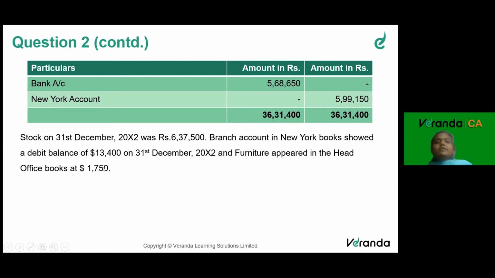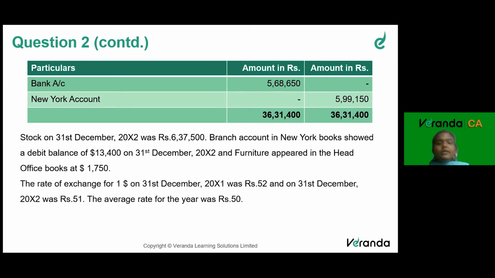And furniture, they're giving you the converted rate itself. When it is directly given, you just adopt that. Don't be bothered about the rate of conversion. Furniture, which you just saw in the table, the converted rate is $1,750. Now they are giving you the conversion rate for the other elements. Opening, that is 31st December 2001, $1 is 52. 31st December 2002, that is the closing, it is 51. The average rate being 50.